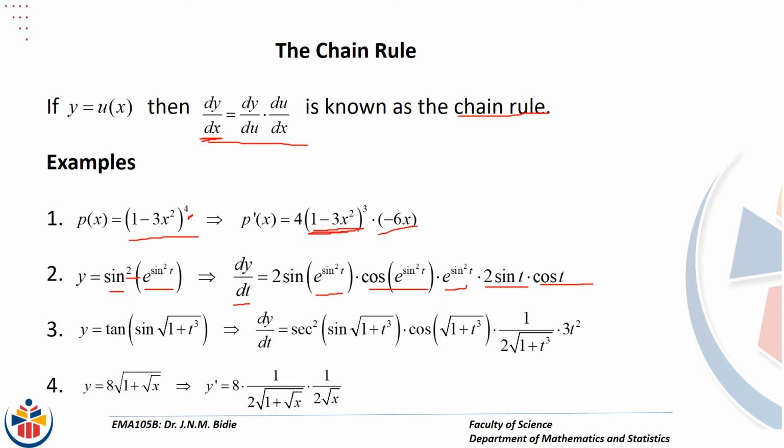Y equal to tan of sine of square root of 1 plus t cubed. So the first thing, the outer function is tan. The derivative of tan we know is supposed to be sec squared. Note, every time you write a trig function, its argument must be there. So we'll have sec squared of the argument of the original function multiplied by the derivative of the argument. The first thing we have there is sine. The derivative of sine is cos.